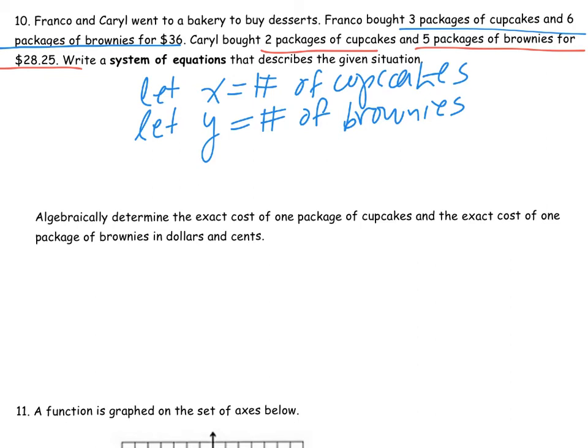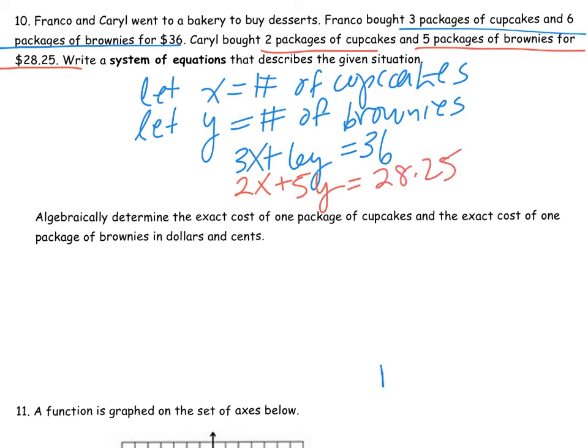So I'm going to write out my system. My first equation is going to look like 3x plus 6y equals 36. Guys, it's in the writing. Equations is plural. You need 2. Okay? All right, now the next one was 2x plus 5y equals 28.25. So now if you wrote this, this will get you a full 2 points. So you get +2.